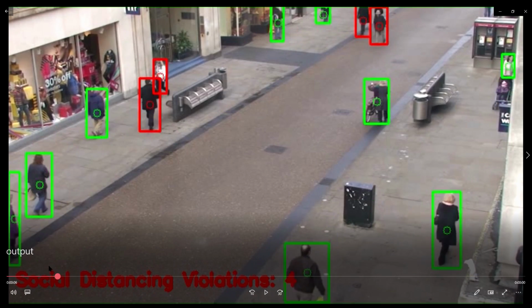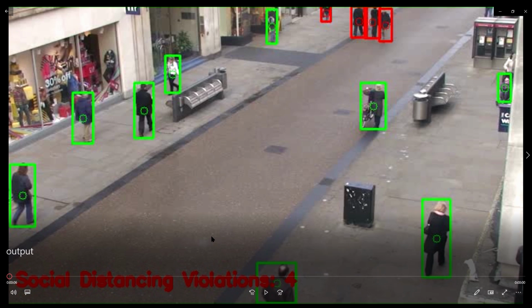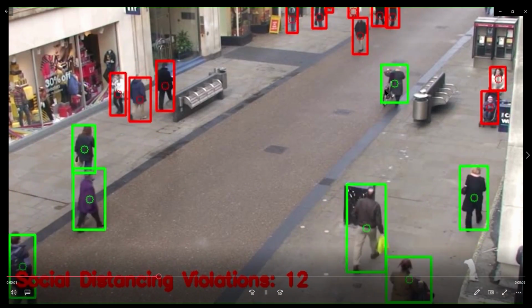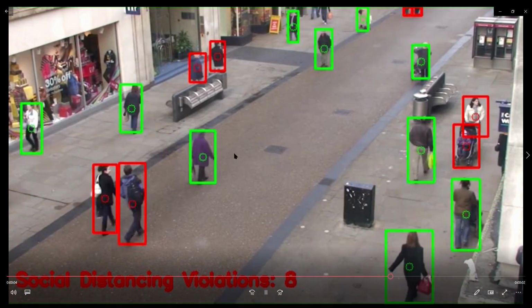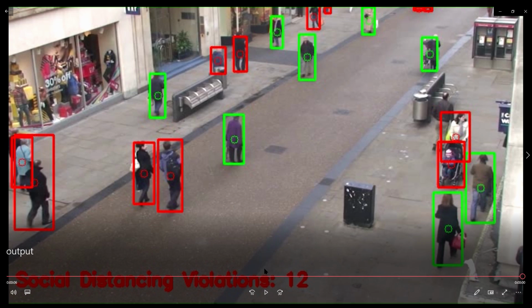For the social distancing model, we decided to use YOLO object detection and OpenCV. So first, all the people are detected and a box is placed around them, and then we use Euclidean distances to determine if people were too close or too far. The green boxes represent people who are socially distant, and the red, those who are not.